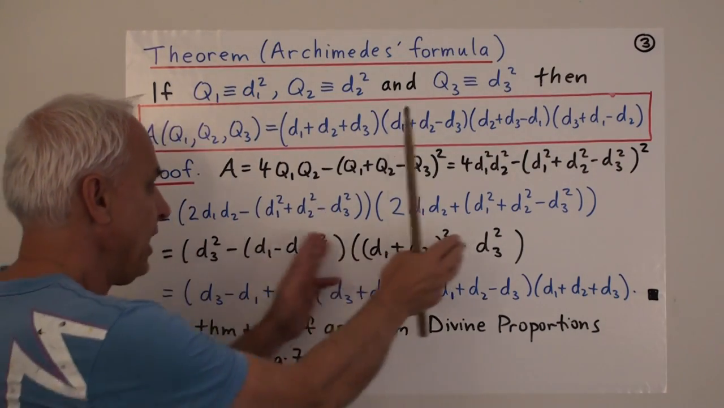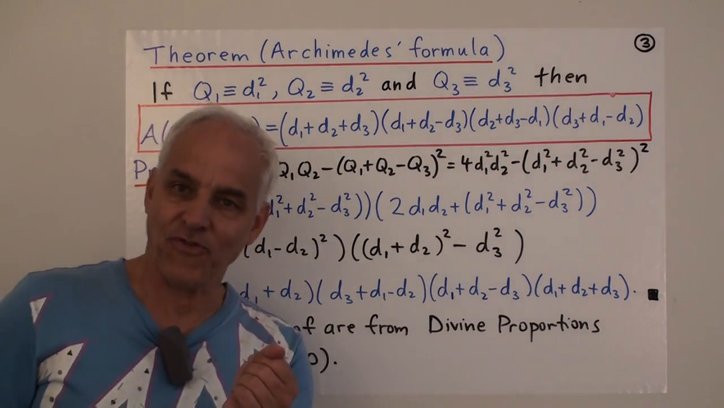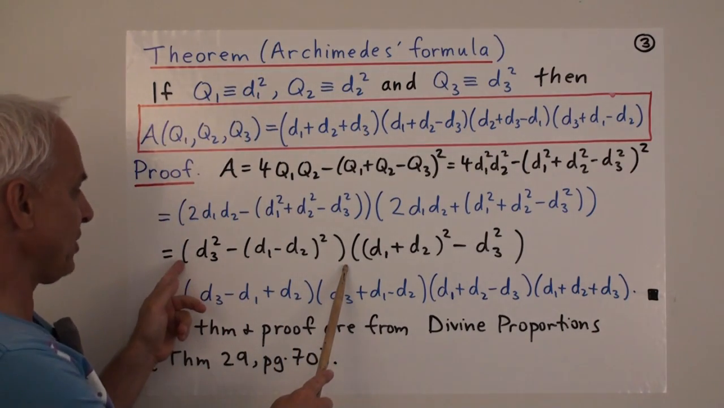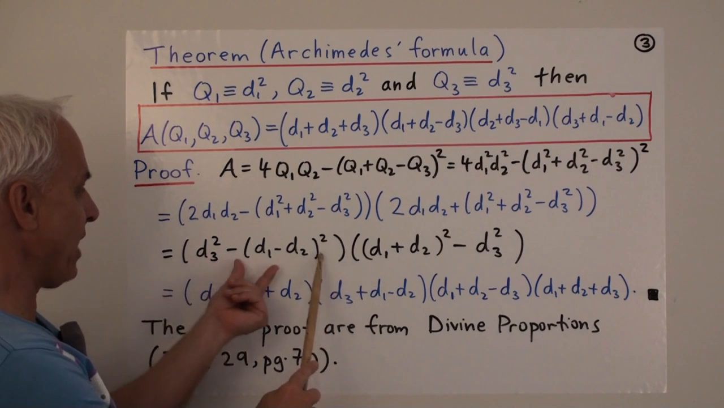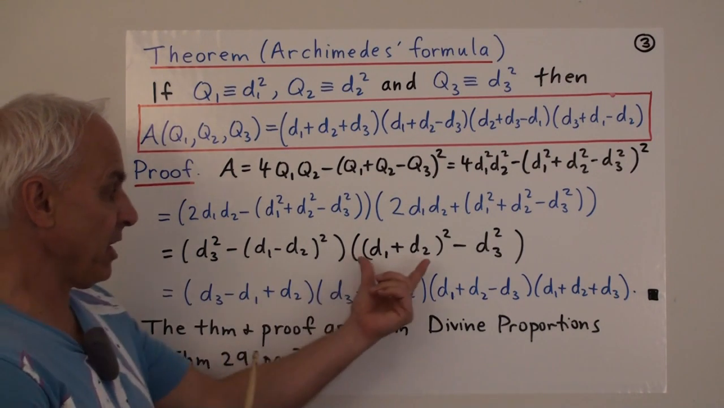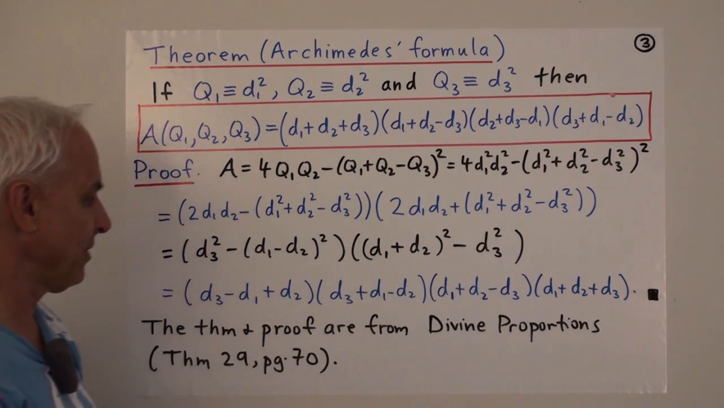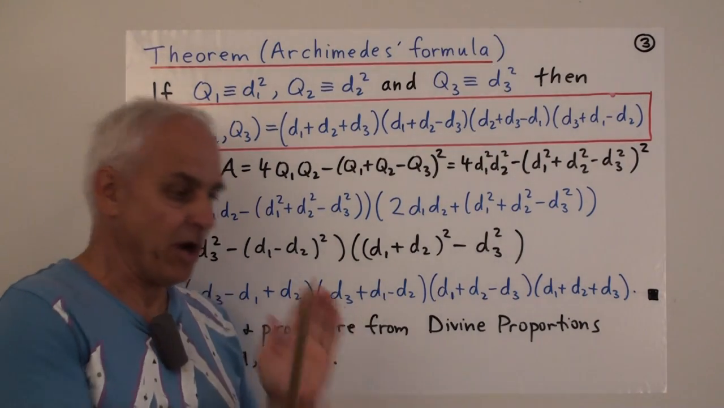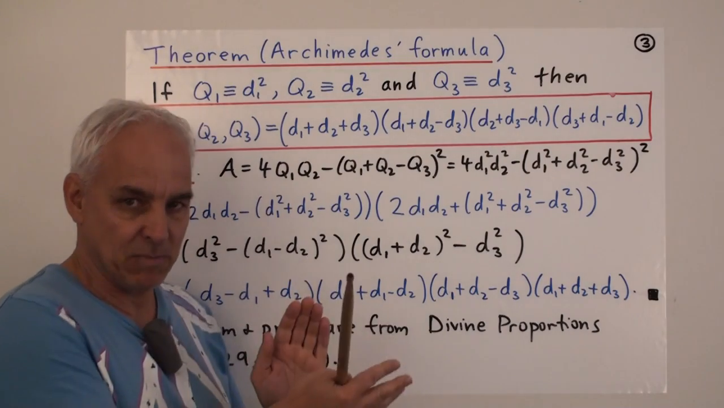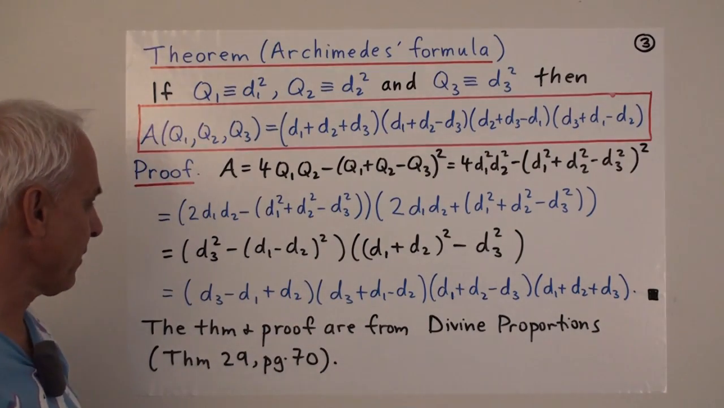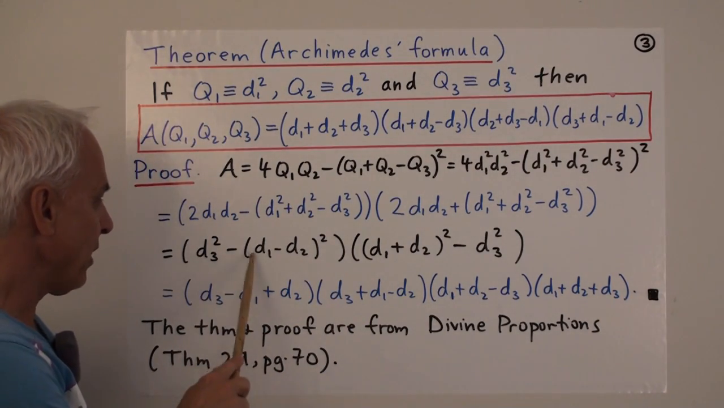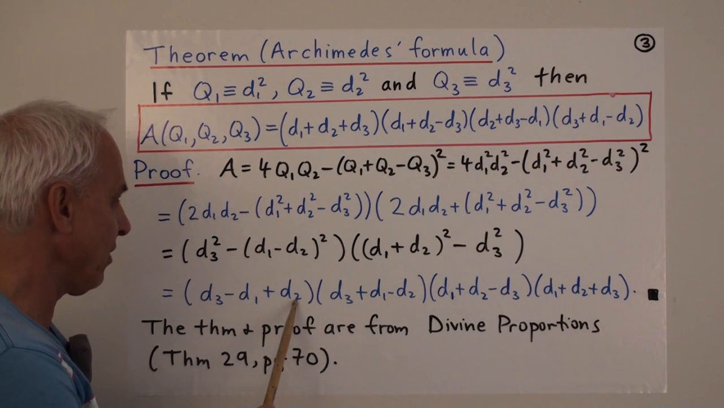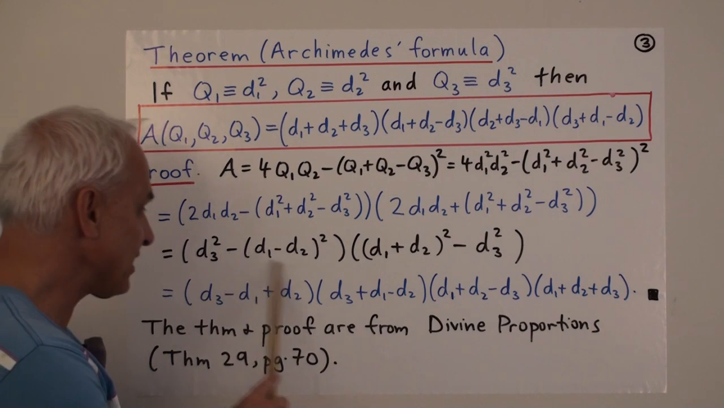Now we've written each of these to be themselves differences of squares. Here we recognize another difference of squares: this squared minus this squared. Similarly here, that's this squared minus this squared. So again, we use the same factoring of a squared minus b squared as a minus b times a plus b. So we have d3 minus all of this, so minus d1 plus d2, times d3 plus all of this.